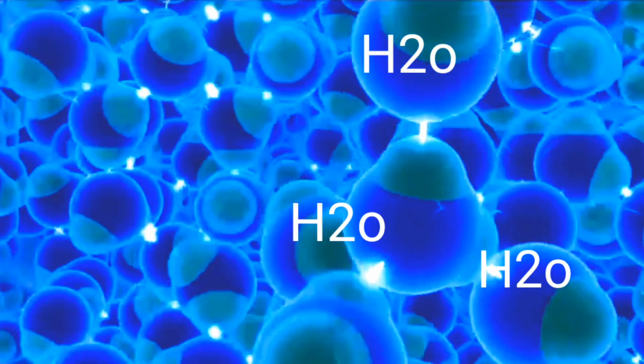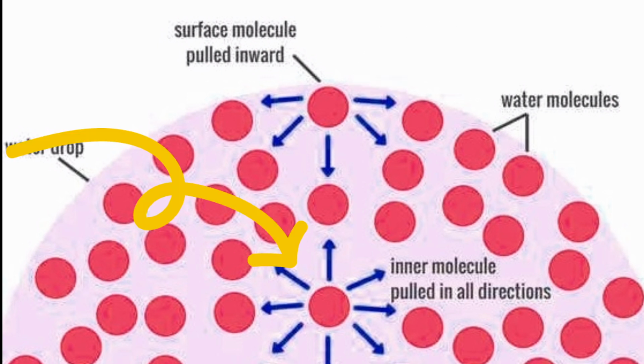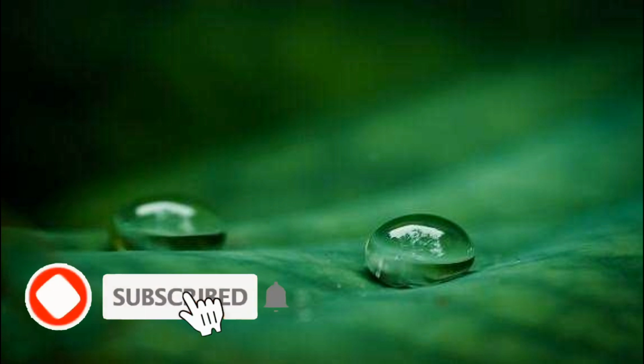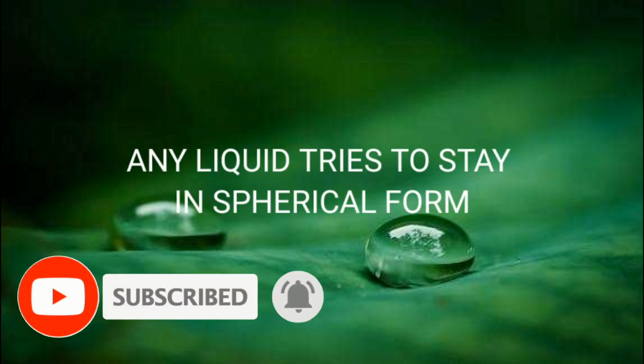Those on the surface have no neighboring molecules above and thus exhibit stronger attractive forces upon their nearest neighbors on and below the surface. Surface tension could be defined as the property of the surface of a liquid that allows it to resist an external force due to the cohesive nature of water molecules. As the forces on the surface of the liquid are stronger, so any liquid tries to stay in spherical form.